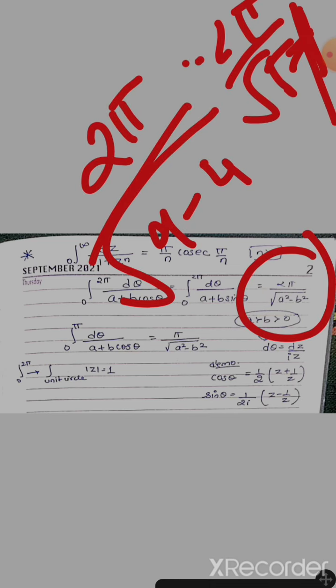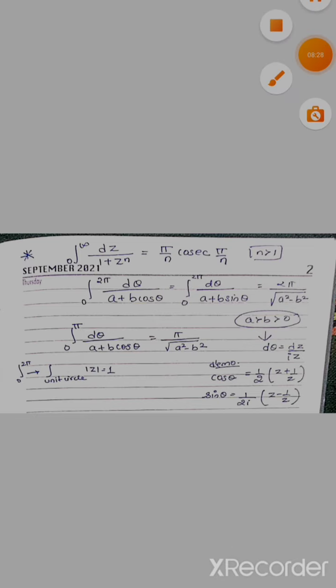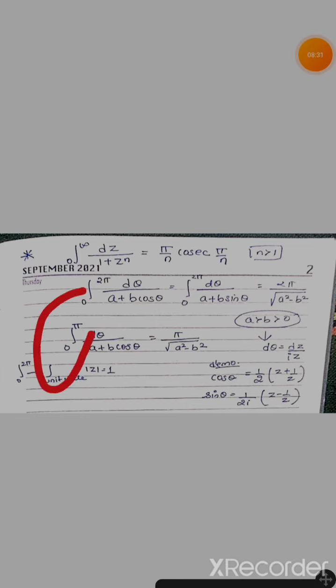Okay. Next, for the integration from 0 to pi of d theta by a plus b cos theta, that is equal to pi divided by root of a square minus b square directly. If it is 0 to 2 pi, it is 2 pi by root of a square minus b square. If it is 0 to pi, then pi by root of a square minus b square. As simple as that. So these are the formulas you should be aware of, so that you can directly solve the questions without wasting much time.